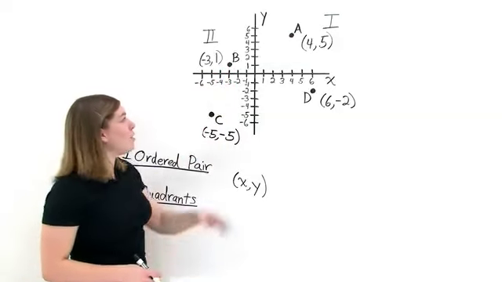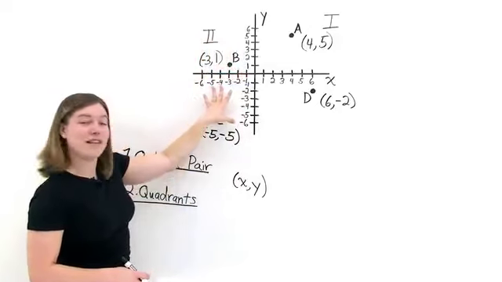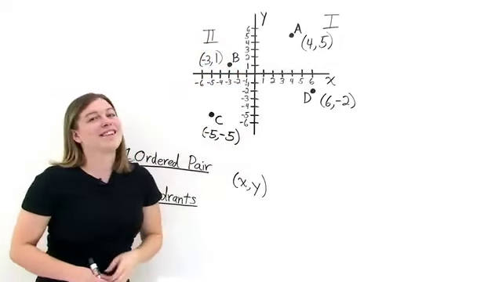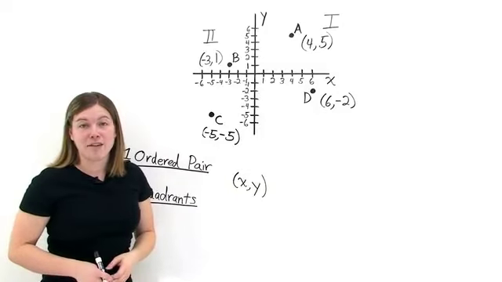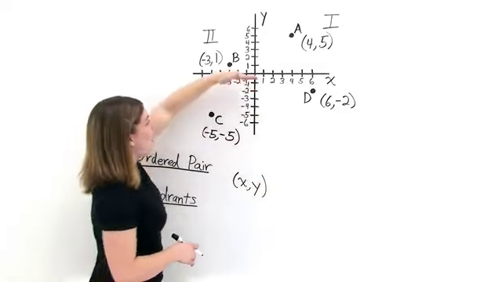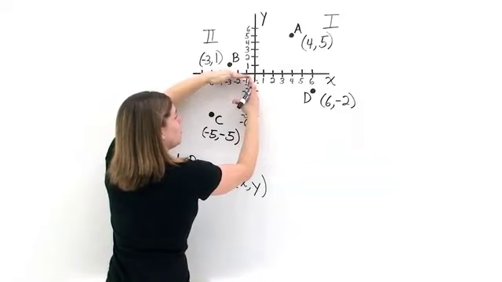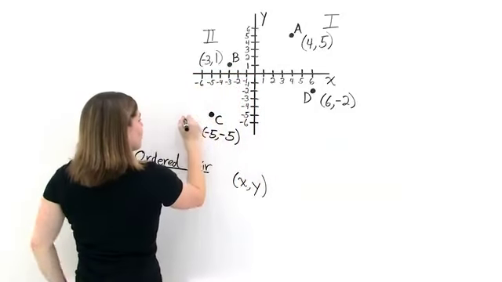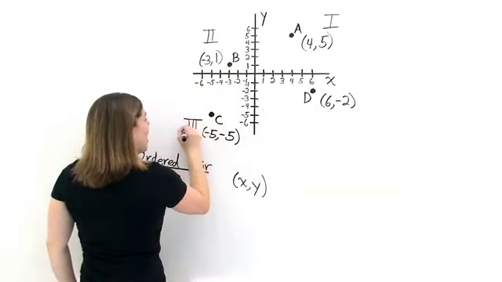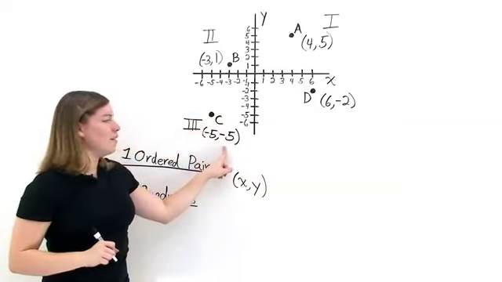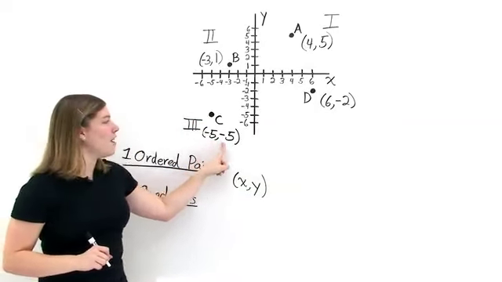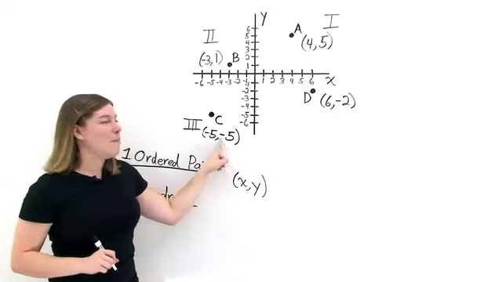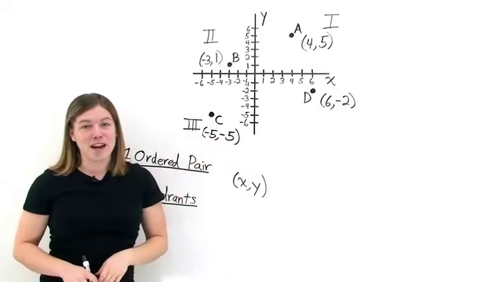Now moving in a counterclockwise motion, it would make sense that this must be quadrant 3. But let's double check. Quadrant 3 is where x and y are both negative. Well, let's see. X is always negative, y is always negative. This is quadrant 3. And we can verify that with our ordered pair that's in the quadrant, -5, -5. Both x and y are negative, so that means that point C is in quadrant 3.